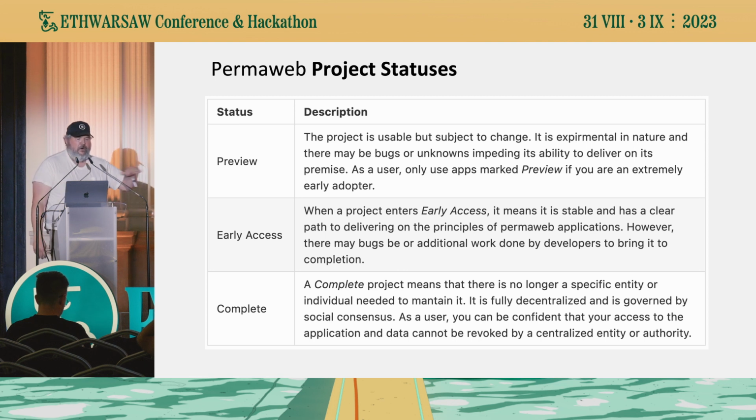Then we have an early status, which means, okay, we've got all the core features, and we want people to use it, because when you start using a product, good ideas come out, bugs are found, things like that, and we want to communicate from an application standpoint that this work is pretty much done, but we're going to fix the bugs. And then when a Permaweb app is marked complete, that means that this particular version of the app is complete. It is not going to change.